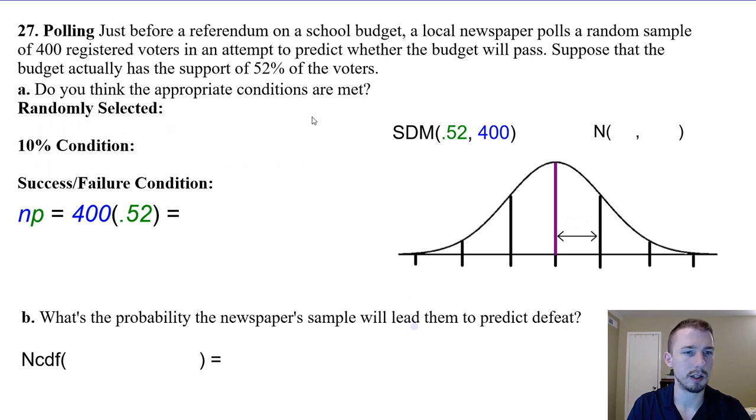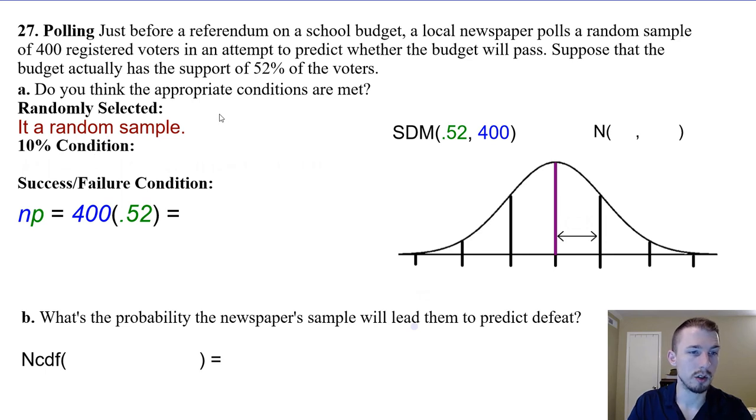Suppose the budget actually has the support of 52% of the voters. So, do you think the appropriate conditions are met? So, the sample of 400, they said it was a random sample, so we will assume that it's representative because they said it was random.